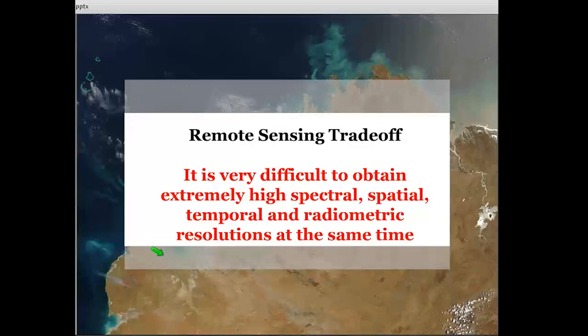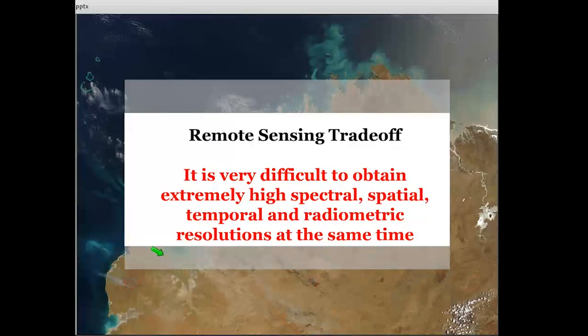There's a trade-off. We call it the remote sensing trade-off. It is very, very difficult to obtain extremely high spectral, spatial, temporal, and radiometric resolution at the same time. So depending on your application, and depending on the purpose of the satellite or sensor, we compromise on one of these resolutions. For example, MODIS compromises on the spectral resolution, but it has very high spatial resolution.